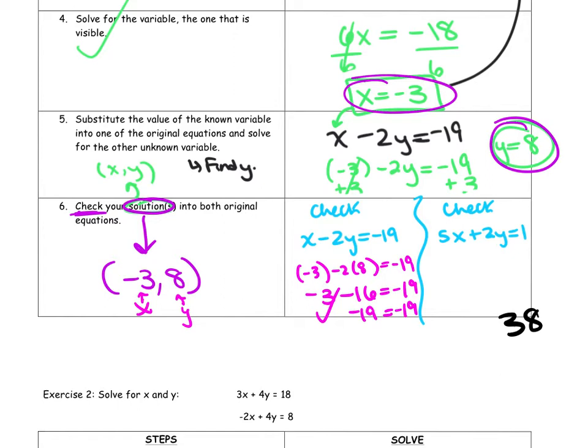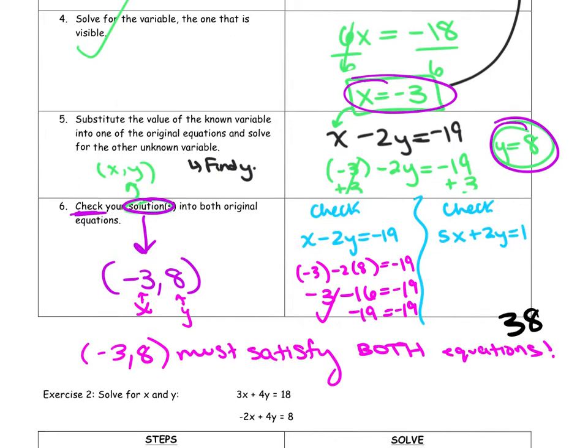It needs to check for both. It's not sufficient to work for one and not the other. It has to work for both. It has to satisfy both equations. Okay, it must satisfy both equations. So now let's check here, and let's change it up. We'll do it in purple.